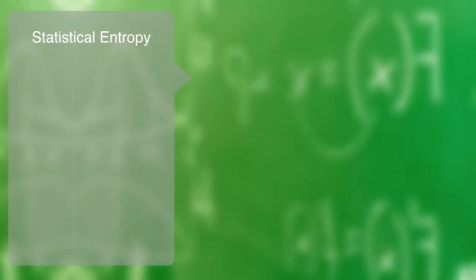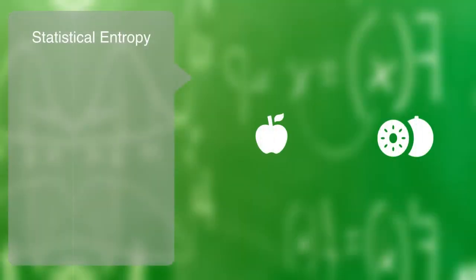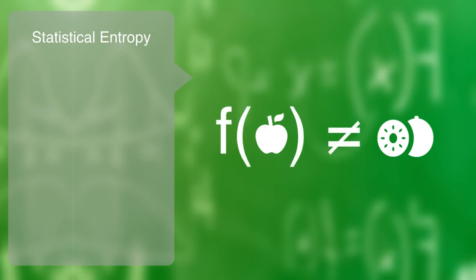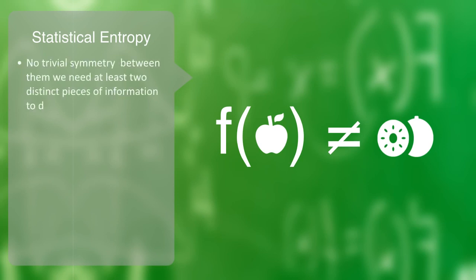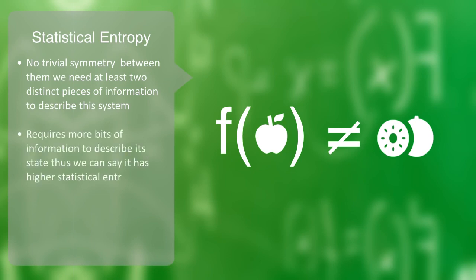Now, say instead of having two coins, we had an apple and an orange. Well, there is no transformation we know of that can map an apple to an orange. They are different things. There is no trivial symmetry or order between them, and thus, we need at least two distinct pieces of information to describe this system. This second system requires more bits of information to describe its state. Thus, we can say it has a higher statistical entropy.